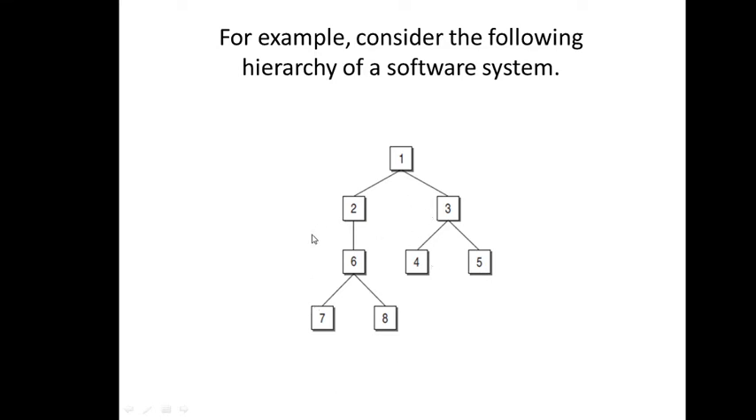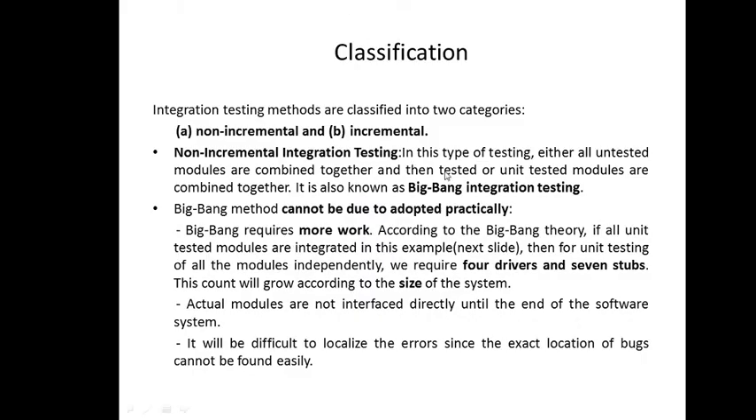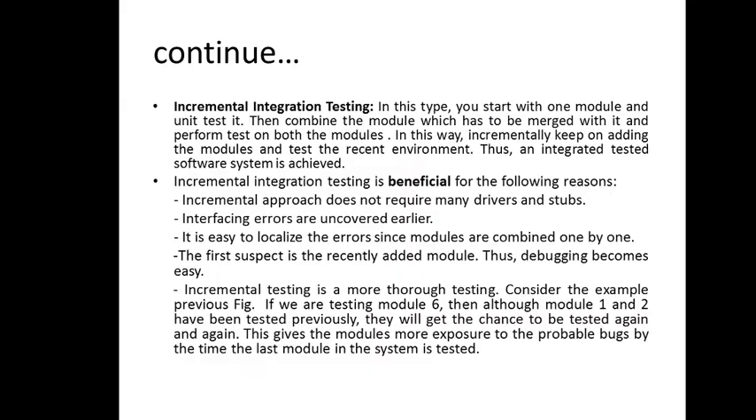So stubs and drivers are the dummy modules which we simulate externally. They are not the actual modules. So extra work, effort and time is required for that. So this is another problem with Big Bang integration. So we have seen practically it is not adopted. First of all, more work. Second, actual modules are not interfaced until and unless complete unit testing is over. And third, it becomes difficult to localize the errors. So this was your non-incremental or Big Bang integration testing. Now the second one is your incremental integration testing.